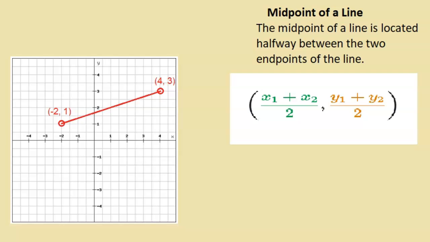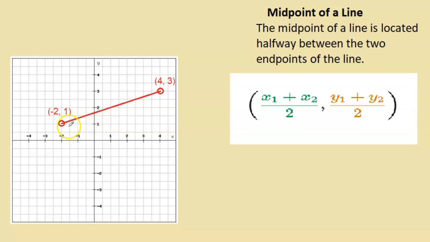So now that we have learned how to plot points, we want to look at how to find the midpoint of a line. The midpoint of a line is located halfway between the two endpoints of a line, as you would expect. So here we have a line. One end is at -2, 1. The other end is located at 4, 3. So we want to locate the midpoint.